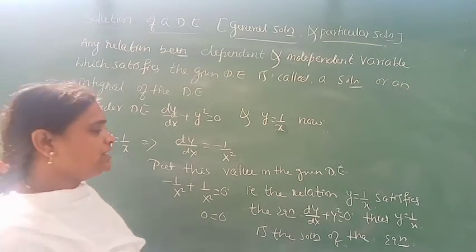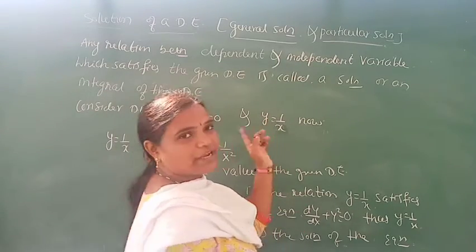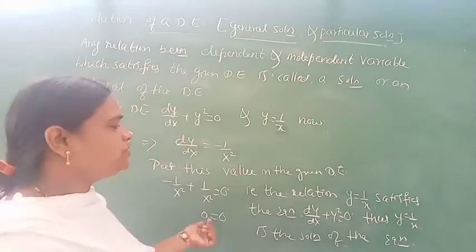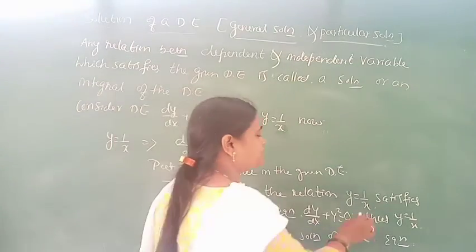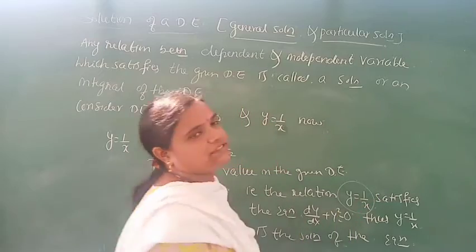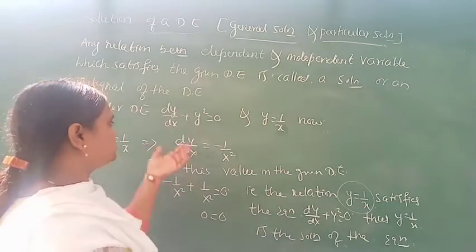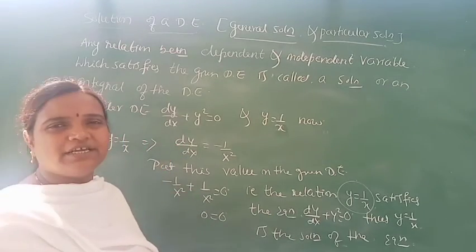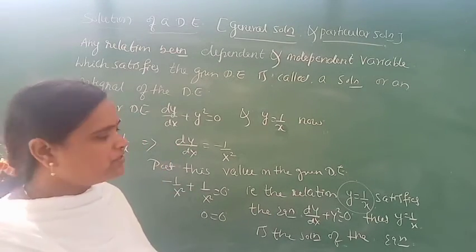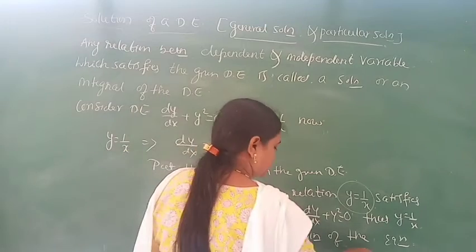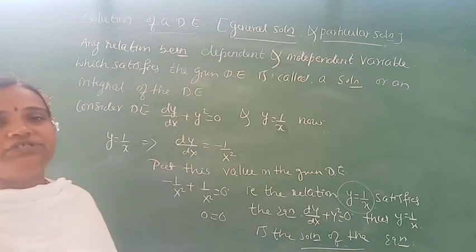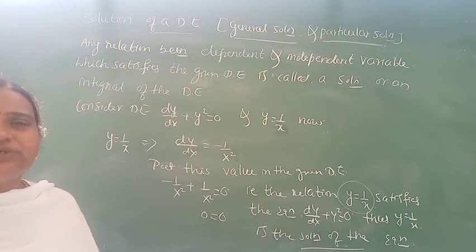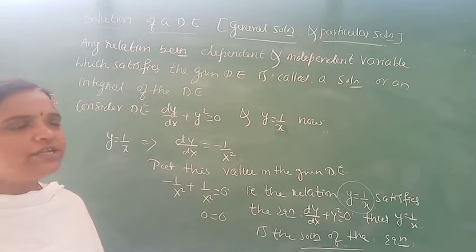Therefore, the relation y equal to 1 by x, what we say is that if it is equal to 0, we say that y equal to 1 by x satisfies the given differential equation. Y equal to 1 by x satisfies the given differential equation. And that one we call the solution of the differential equation.